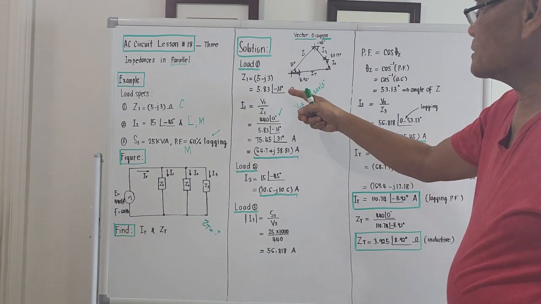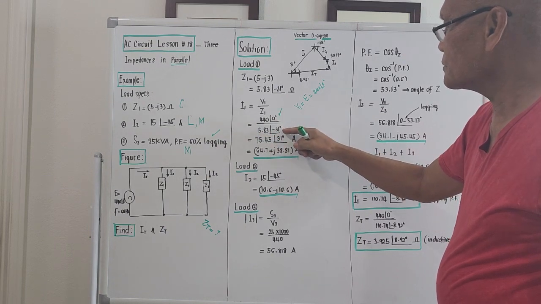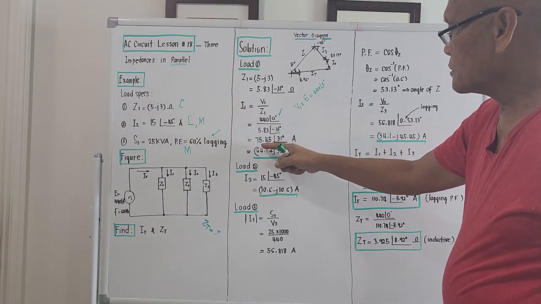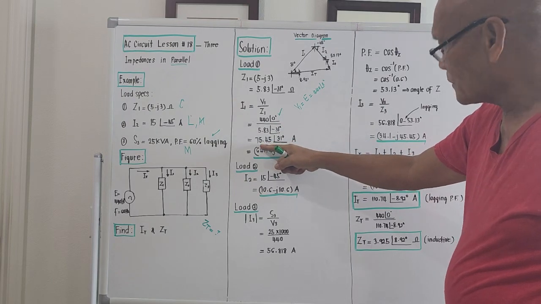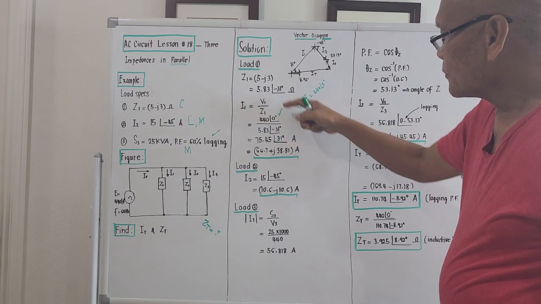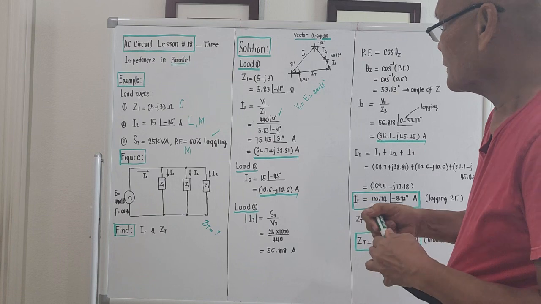Impedance number 1 is capacitive. This is 5.83 magnitude, angle minus 31 degrees. 440 over 5.83 will be 75.45. The angle will be 0 minus minus 31, so it will now be plus 31 degrees. So I1 is 75.45 angle 31 degrees amperes.